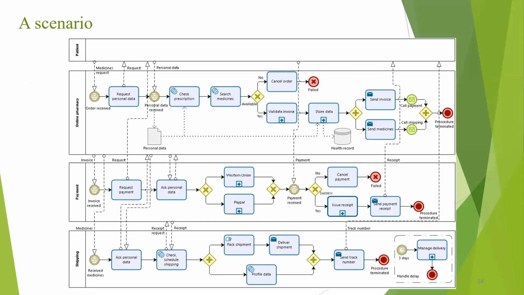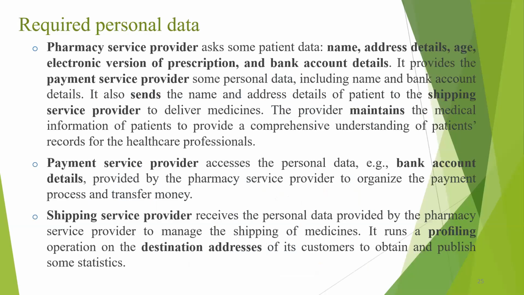So here is a scenario of a cloud pharmacy, which involves an online pharmacy service, payment service, and shipping service. In the online pharmacy, we can have a set of activities for getting the prescription from the patient or user, validating the invoices, storing the data inside some local databases or health record, and issuing invoices and medicines for the patient. In the payment, we can have two modes, Western Union and PayPal, for organizing the payments. And finally, in the shipping, we can send the medicine to the patient.